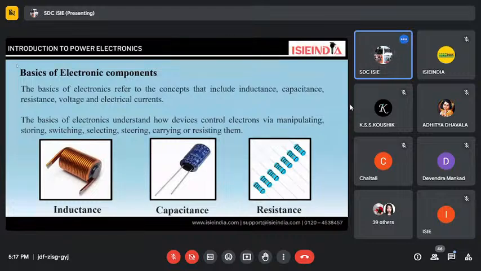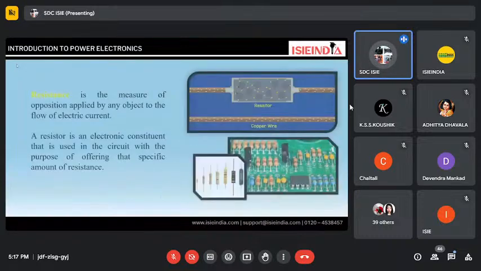In some of them, we will directly see a diode-resistor circuit, which we use to bypass the current from one cell to another cell while charging or discharging. These three devices, inductance, capacitance, and resistance, you can find in every circuit. So I will start with resistance.